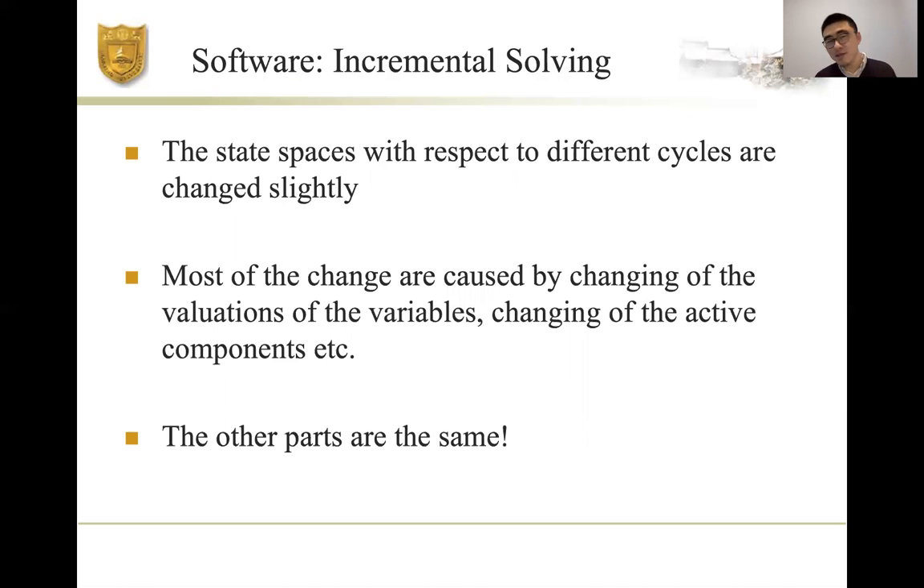What do we mean? The state space with respect to different cycles changes only slightly. Actually, for the system, in cycle 2 and cycle 3, or cycle 1, compared with the cycles before and ahead, the main components in the system cannot change that dramatically. The things that change are just some components in the system or the valuations of the variables in the system, and so on. The other parts are the same, right?